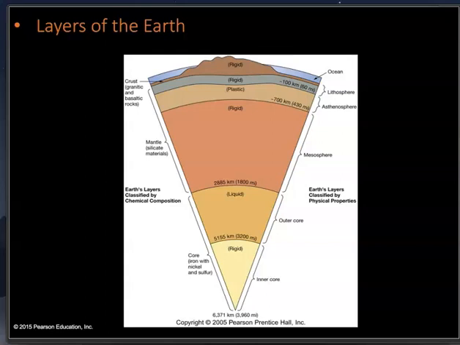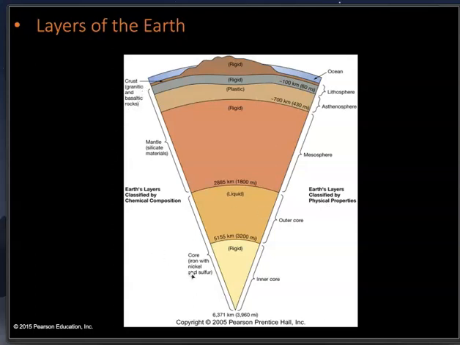So if we're going to learn about the Earth, let's start at the start and understand the different layers of the Earth. So we've all learned this before. This is all a review. It may be a review from a long time ago, but it's definitely a review. If we think about the Earth, we can think about it in two different ways. We can classify the Earth and its layers by their chemical composition, meaning what they are made up of, or we can classify the Earth based on their physical properties, meaning is it hard, is it soft, is it liquid, is it solid, that sort of a thing.